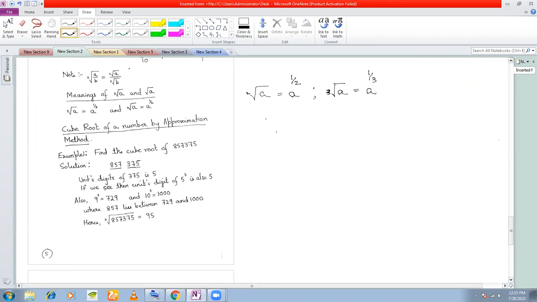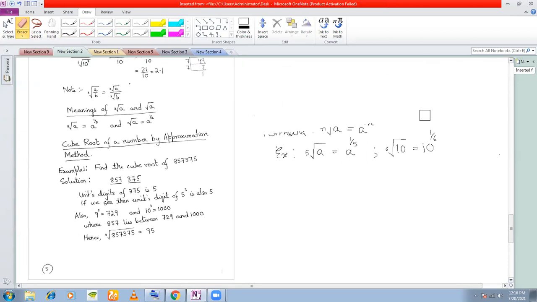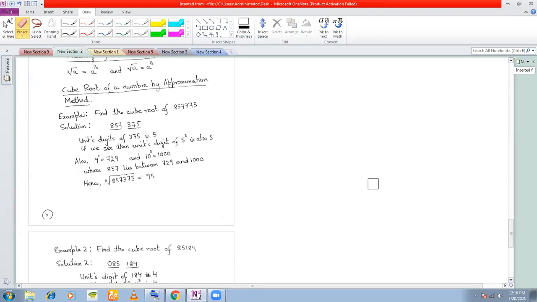The actual formula here is that the nth root of a number A is equal to A to the power of 1 by n. So you can say that the fifth root of A is equal to A to the power of 1 by 5. Also, sixth root of 10 is equal to 10 to the power of 1 by 6. Is this clear to everyone? We will not be using this, but you can just take a note of this. Yes, sir.